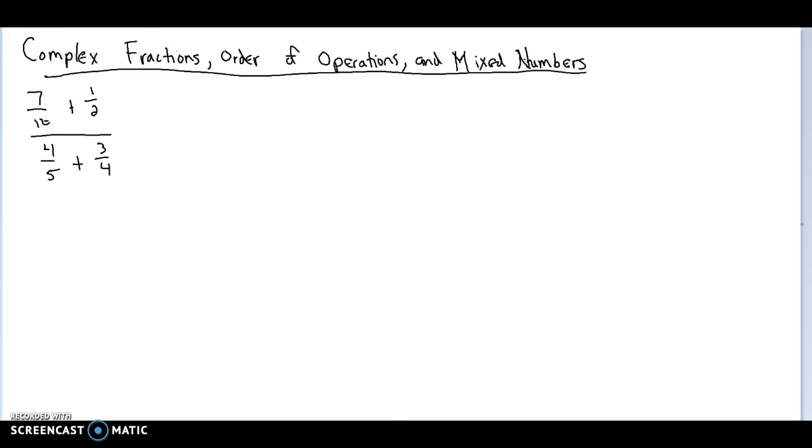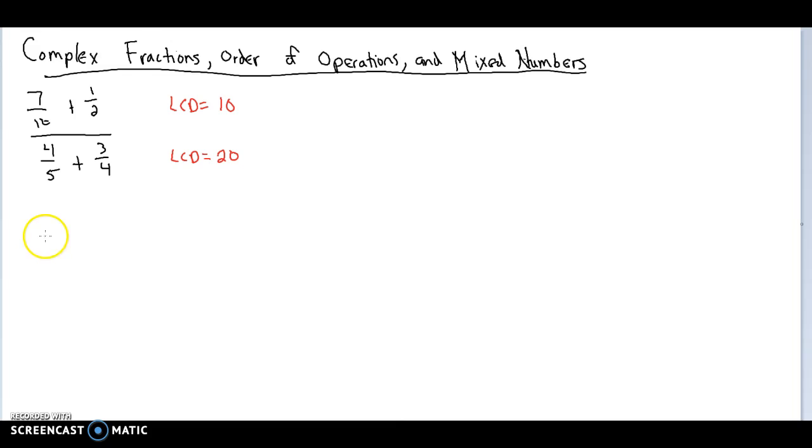So we need to do 7/10 plus 1/2. And of course, when we add two fractions, we need to make sure we have a common denominator. The least common denominator is going to be 10. Okay. Now, we'll take care of the bottom as well, the denominator. The least common denominator for 4/5 and 3/4, so for 5 and 4, is going to be 20. All right. So that means we need to change our fractions.